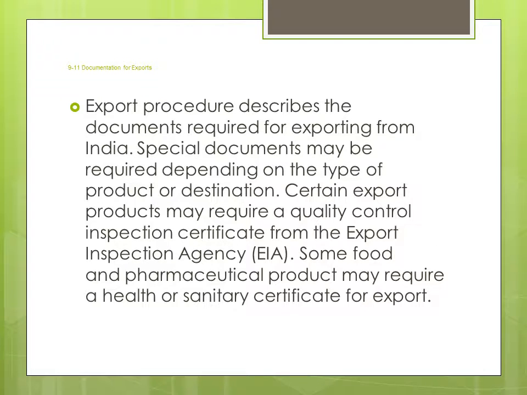Export procedure describes the documents required for exporting from India. Special documents may be required depending on the type of product and destination. Certain export products may require a quality control inspection certificate from the Export Inspection Agency. Some food and pharmaceutical products may require a health or sanitary certificate for export.